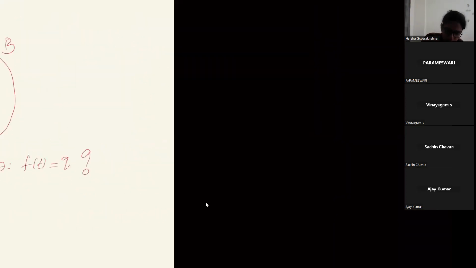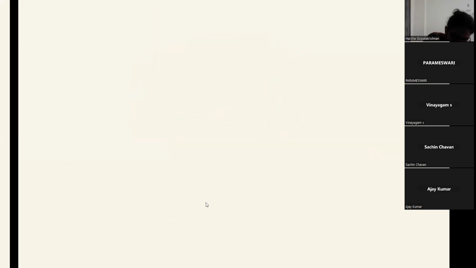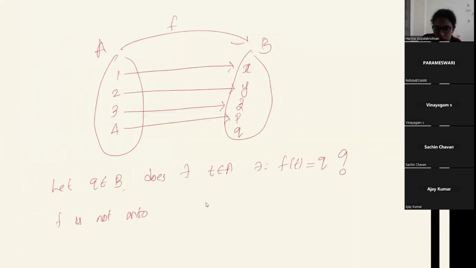Now, let me give another example. Madam, if 4 is mapped to Q, then is it onto? Suppose 4 is mapped to P and also to Q. First of all, is this a function? If 4 is mapped to P and 4 is mapped to Q, then is this a function?